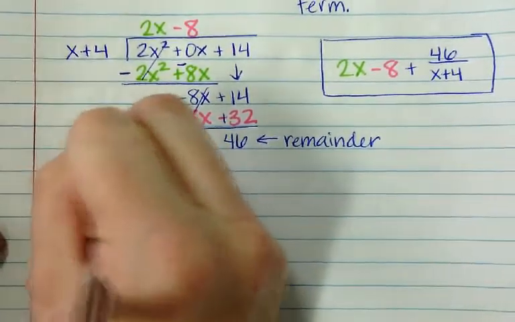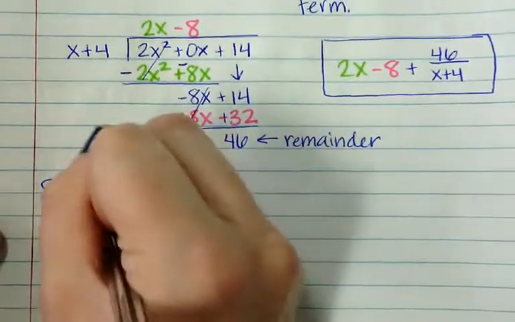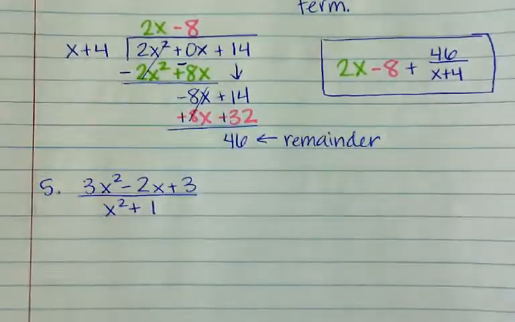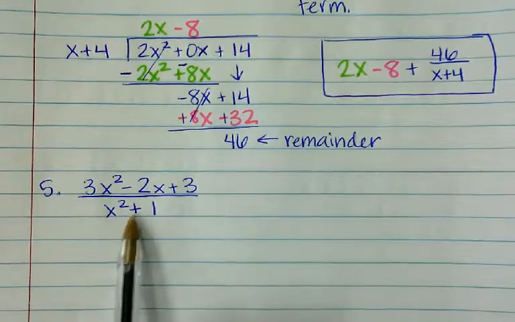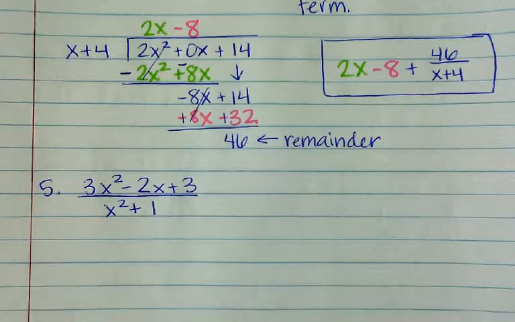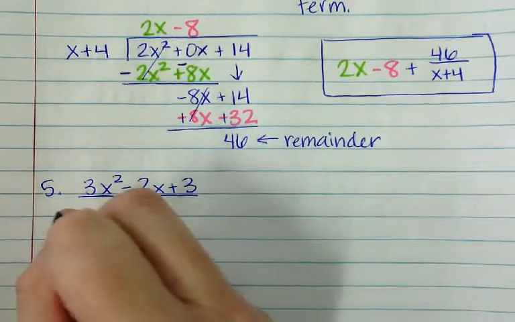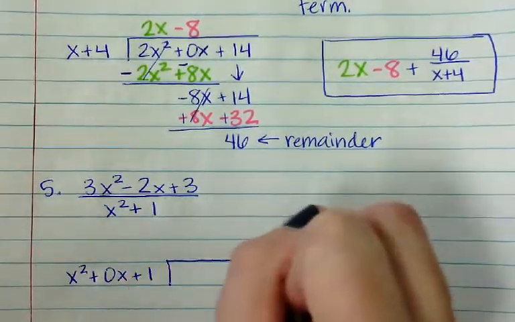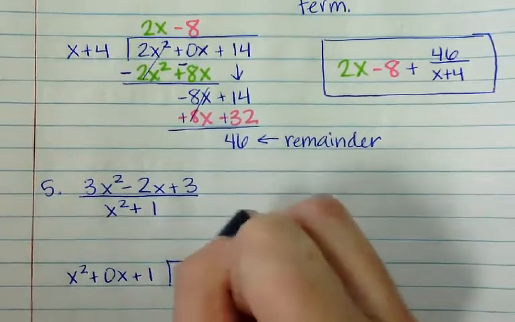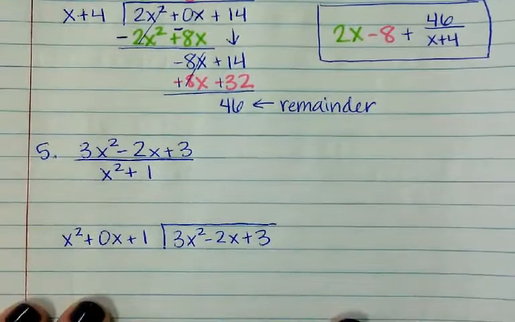So now, the top one doesn't have any missing terms, but my divisor does, right? So when we rewrite this, how we're going to rewrite it with the missing term is I'm going to write x squared plus 0x plus 1 on the outside. And then I'm going to do 3x squared minus 2x plus 3 on the inside. So I'm going to add that missing term in right here. Remember to fill in your missing term. Okay? So now this one's going to be a little bit different.